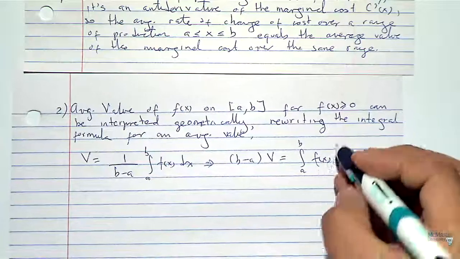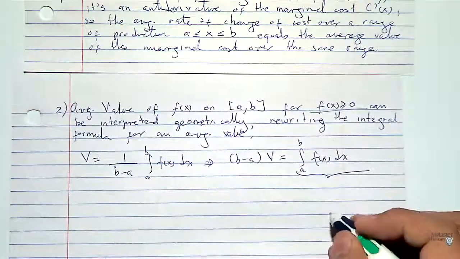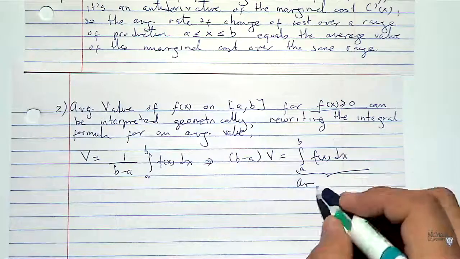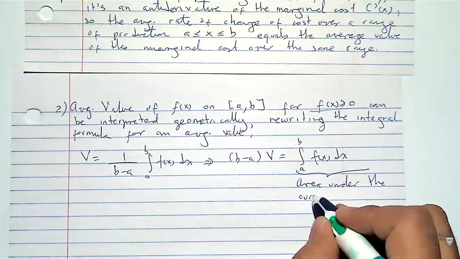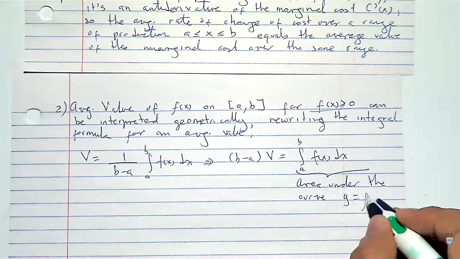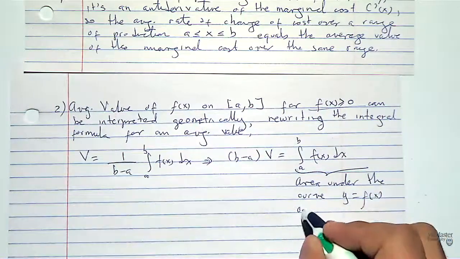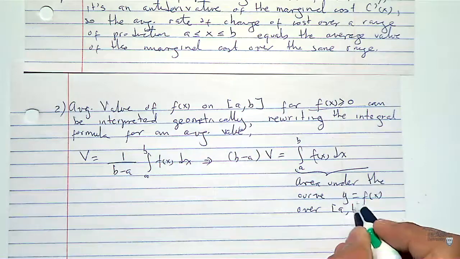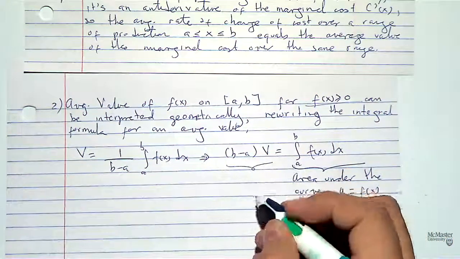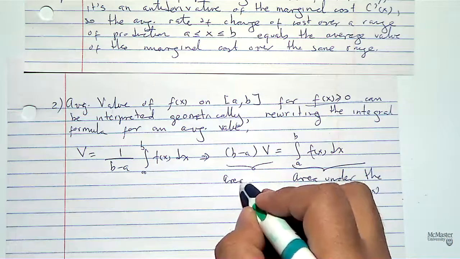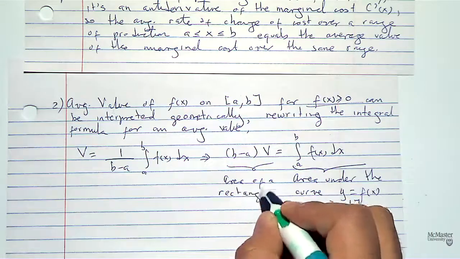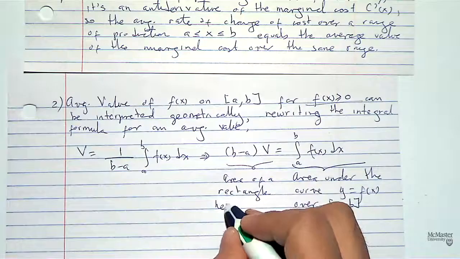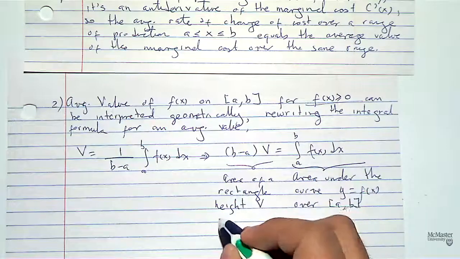Now, what we know, especially for these kind of functions which are non-negative, is that the integral is the area under the curve y equal to f of x over ab. And this is basically the area of a rectangle, where the height is b and the width is b minus a.